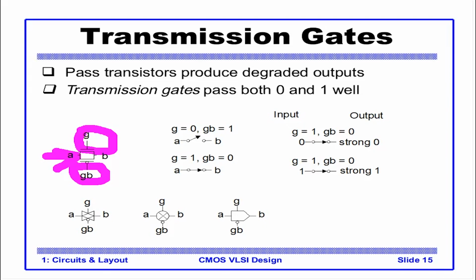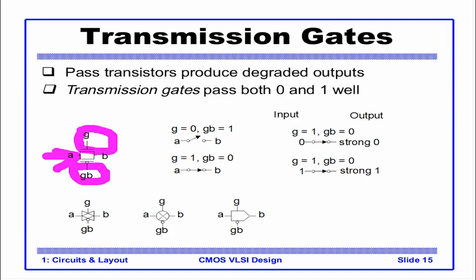Please note that one input is connected to the gate G, the other is the complement of gate G, which is nothing but GB. Whenever G is 0, the NMOS is off, GB is 1, the PMOS is off, so A is not connected to B. Whenever G is 1 and GB is 0, they both are connected. What it means, if the input is 1, the PMOS makes sure that output is strong 1, although there is a connection also via NMOS.